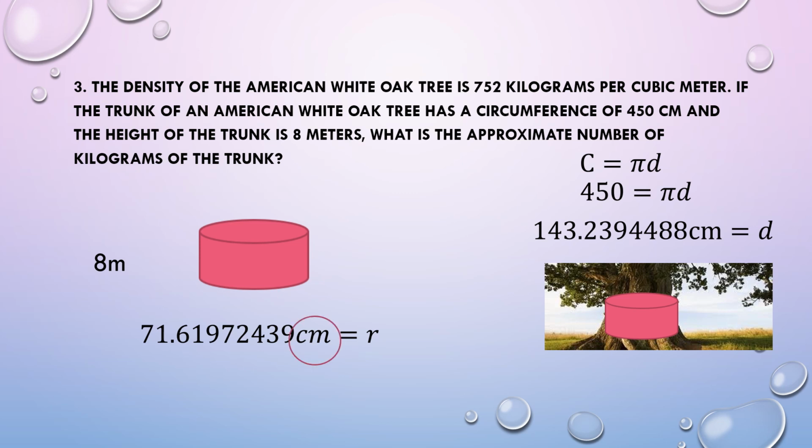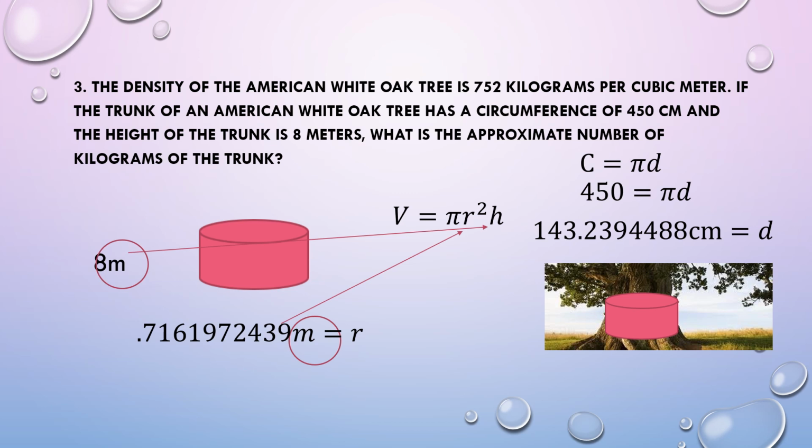But that is in centimeters. We have to change that into meters. So we're going to change it from centimeters to meters, having it be 0.716, all that there. Now you have your radius and your height, plug that into the formula, and your volume of that cylinder trunk should be 12.891 whatever.